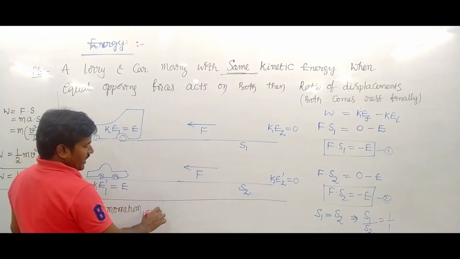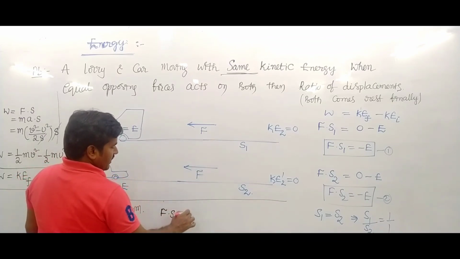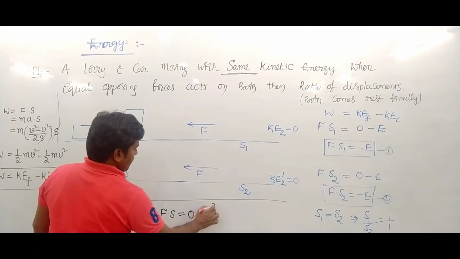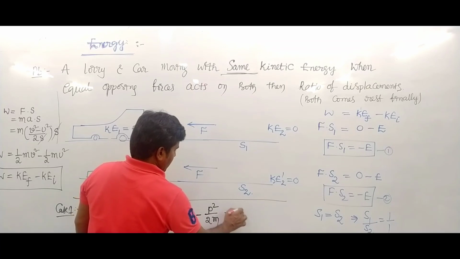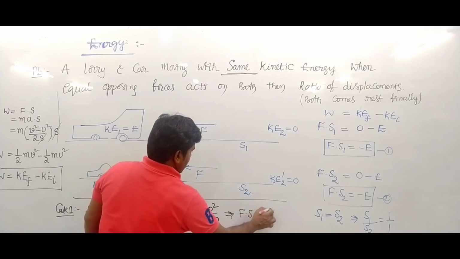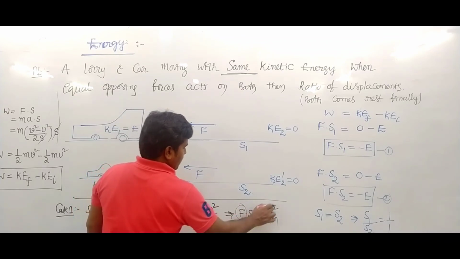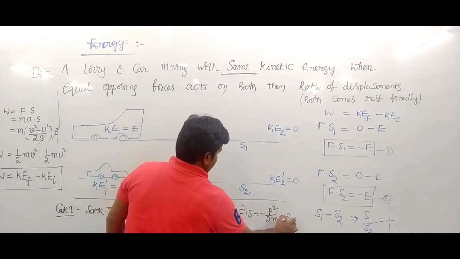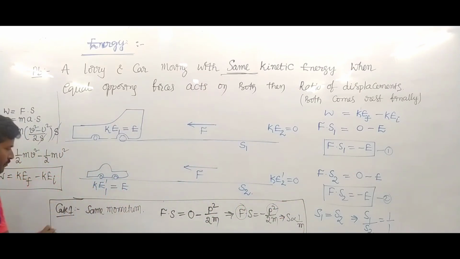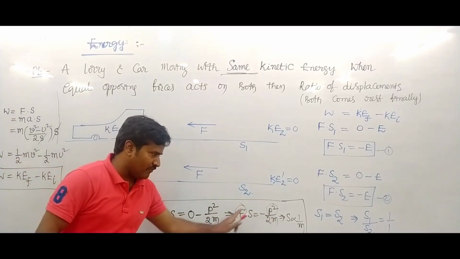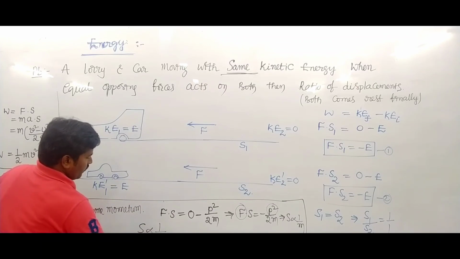So the momentum is the same. This is written as F into S, work done equals change in kinetic energy, final kinetic energy minus P square upon 2 into M. Its value F into S equals minus P square by 2M. If the momentum is the same and the force is the same, displacement is proportional to 1 by M. This is the special condition. S is proportional to 1 by M.